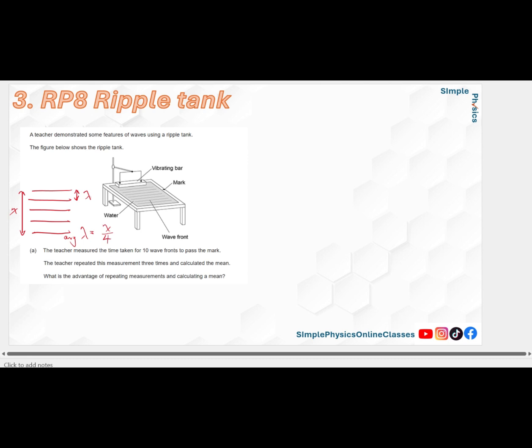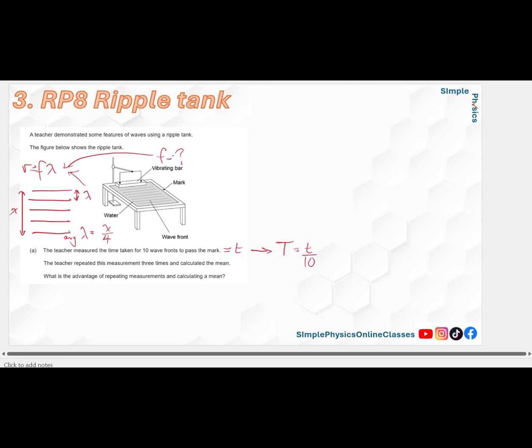All right, so you can work out lambda if you know the frequency of the vibrating bar. Then from these two, you can use v equals f lambda. All you do is vary the frequency, measure the corresponding lambda, and work out the wave speed. The way they've done it here, the teacher measures the time taken for 10 wave fronts to pass the mark. Let's call that time t. If you know the time taken for 10 wave fronts, you can work out the time period, which is the time for one. So you simply do t over 10.